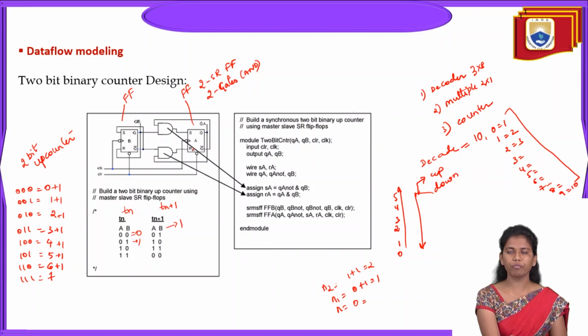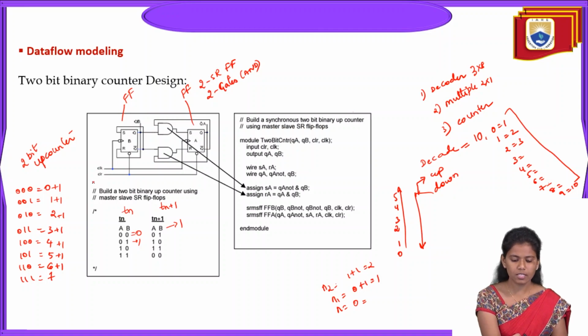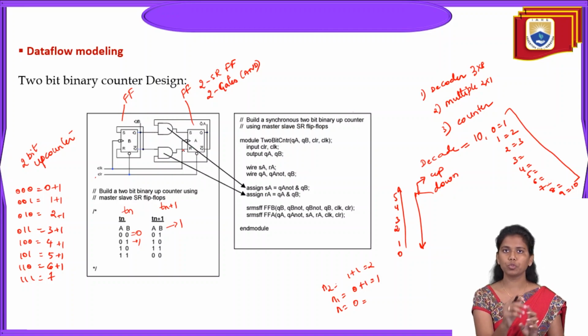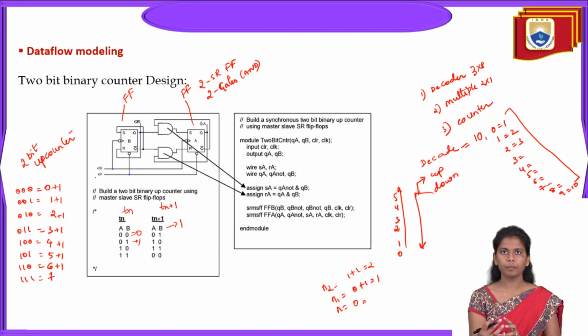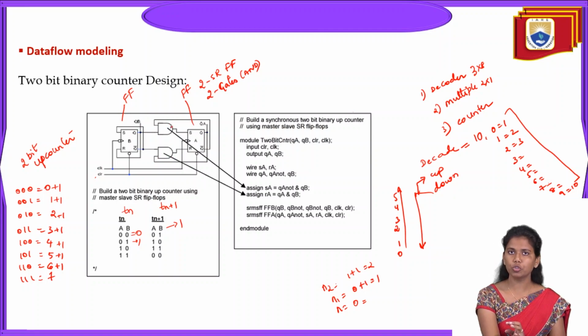So we have 2 SR flip-flops, and each flip-flop is associated with a clock signal. This is the clock signal, and these 2 flip-flops are associated with 2 inputs, S and R, and 2 outputs, Q and its complement Q bar. Those outputs are given as one of the inputs to the 2 AND gates.